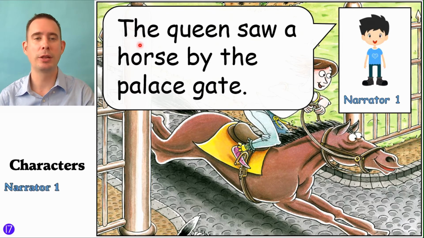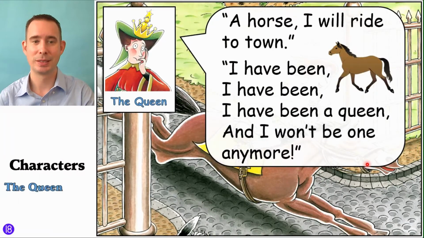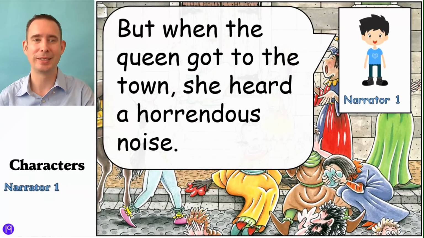Narrator 1, calm, clear voice. The queen saw a horse by the palace gate. And off she goes. All right, the queen now, she's going to take that horse. A horse! I will ride to town. I have been a queen, and I won't be one anymore. And off she goes. No more queen.